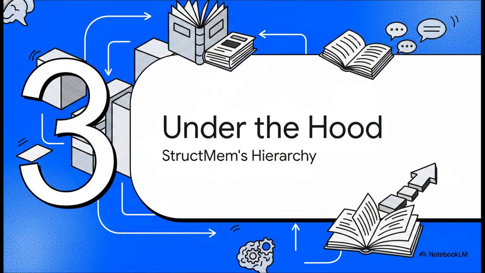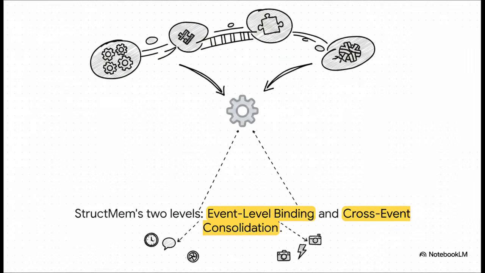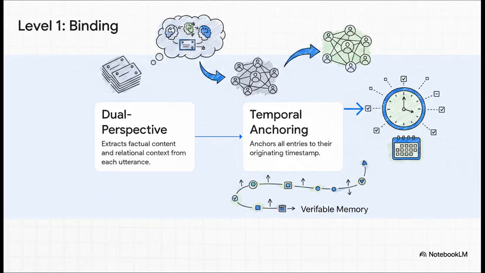Okay, but how does this actually work? Let's pop the hood and take a look at how StructMem actually builds this amazing, structured, story-like memory. So the whole architecture really has 2 main levels. Down at the bottom, you have what's called event-level binding. This part is all about capturing single moments in super rich detail. And then at the top, you've got cross-event consolidation. And this is where the real magic happens. It's where all those individual moments get woven together into a coherent story. So let's break down that first level, event-level binding.